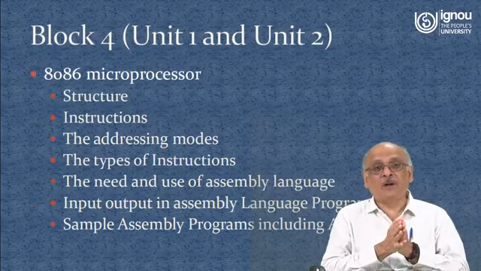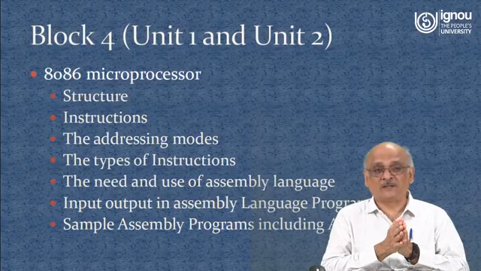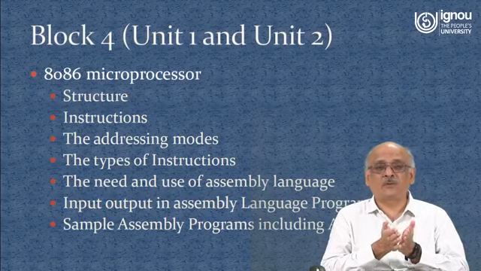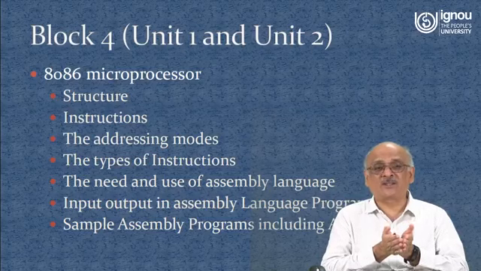Then finally in block 4, we have discussed the 8086 microprocessor. The 8086 microprocessor structure, which has 2 units, I think we have discussed in one of the sessions. Then the instructions related to the 8086 microprocessor, the addressing modes related to the 8086 processor, the type of instructions, the need and use of assembly language, why we should be using it. So all these things we have discussed.